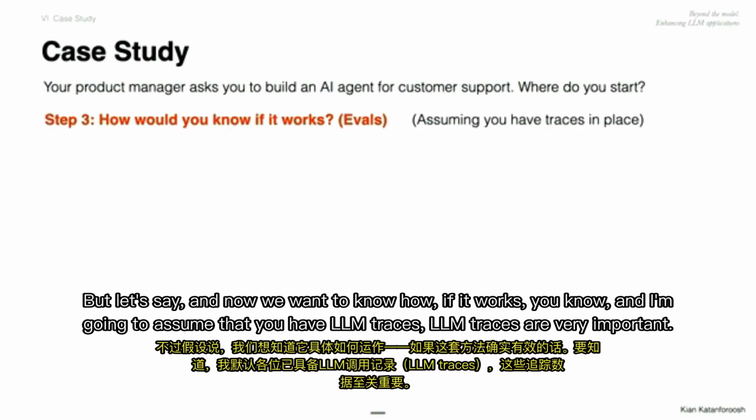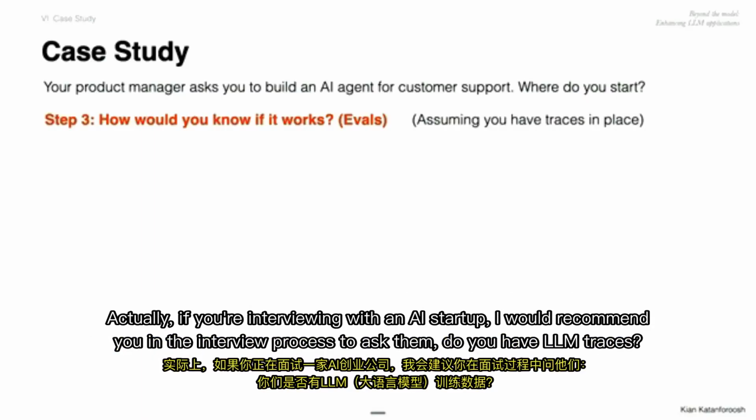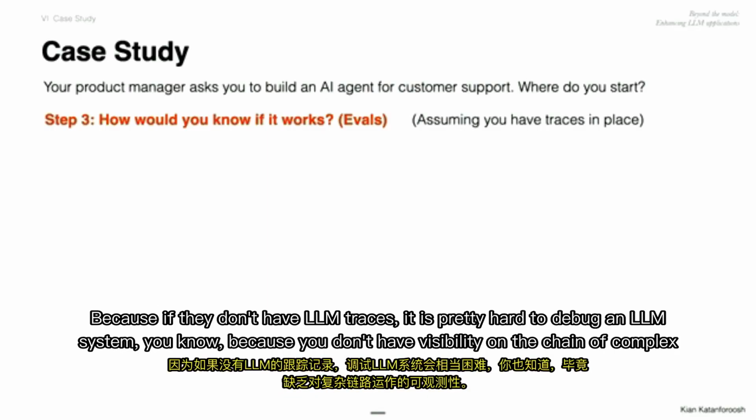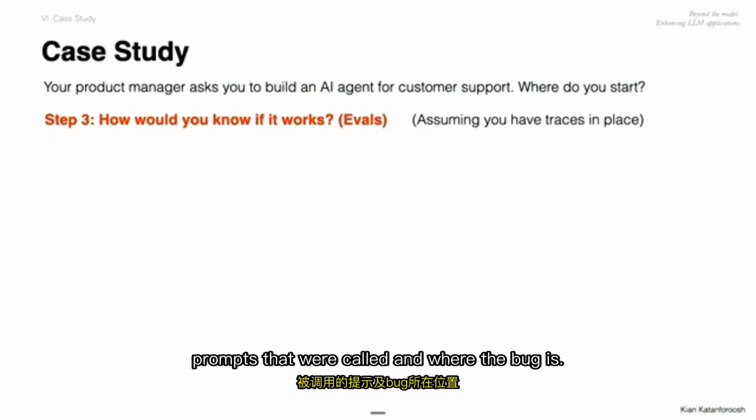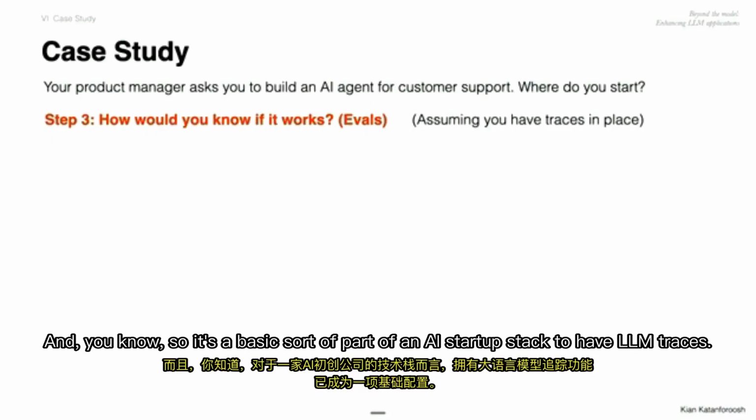I'm going to assume that you have LLM traces. LLM traces are very important. Actually, if you're interviewing with an AI startup, I would recommend you ask them in the interview process, do you have LLM traces? Because if they don't, it is pretty hard to debug an LLM system. You don't have visibility on the chain of complex prompts that were called and where the bug is. So it's a basic part of an AI startup stack to have LLM traces.